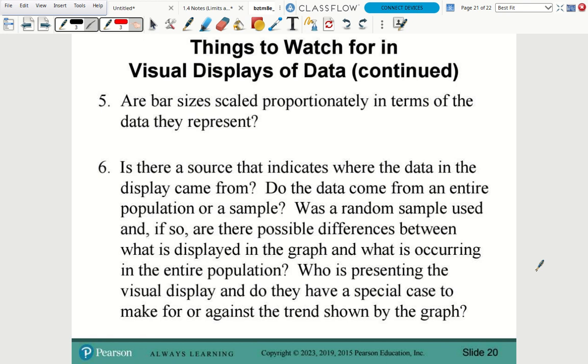All right. So, right here. Random sampling used if there's possible difference between what is being displayed in the graph and what is occurring in the entire population. Who is presenting the visual display, and do they have a special case to make for or against the trend shown by the graph? So, this last sentence, it's going to say haters going to hate. Okay? Haters going to hate, right?